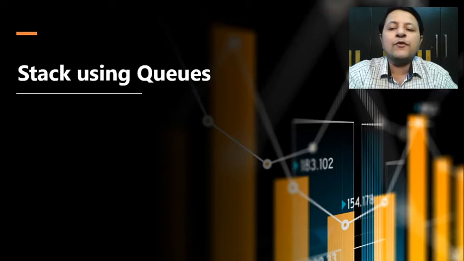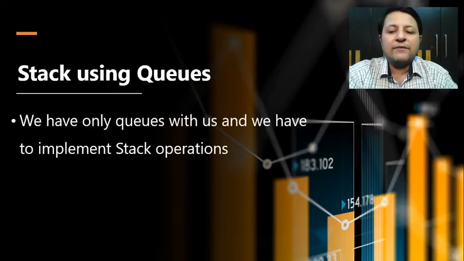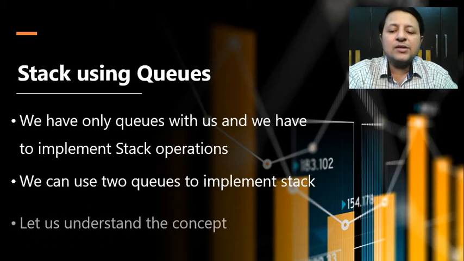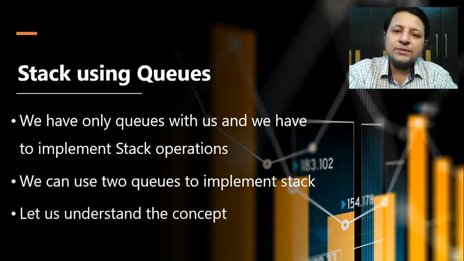So let's see, how do we go for stack using queues? We have only queues with us and we have to implement stack operations. Fine. So we can use two queues, one queue obviously which will act as a stack, and the other queue can be the auxiliary queue. Maybe let us name them as Q1 and Q2. So Q1 will be my queue which will be working as a stack, and Q2 will be an auxiliary queue which will help us in doing these operations. Fine. So let us understand the concept.